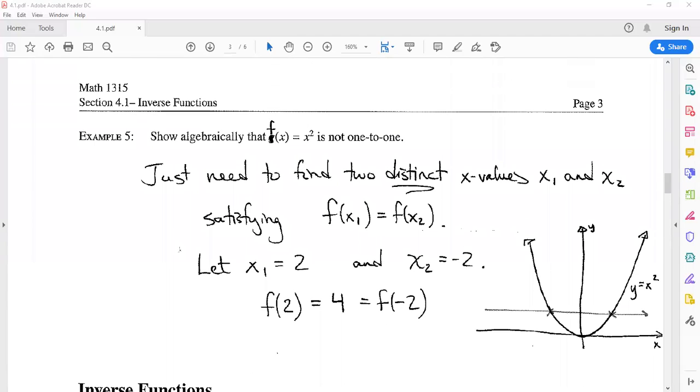So, okay, that's the introduction to inverse functions. When we come back in the next talk, we will see what an inverse function is, and given a function that has an inverse, how you determine what that inverse is.